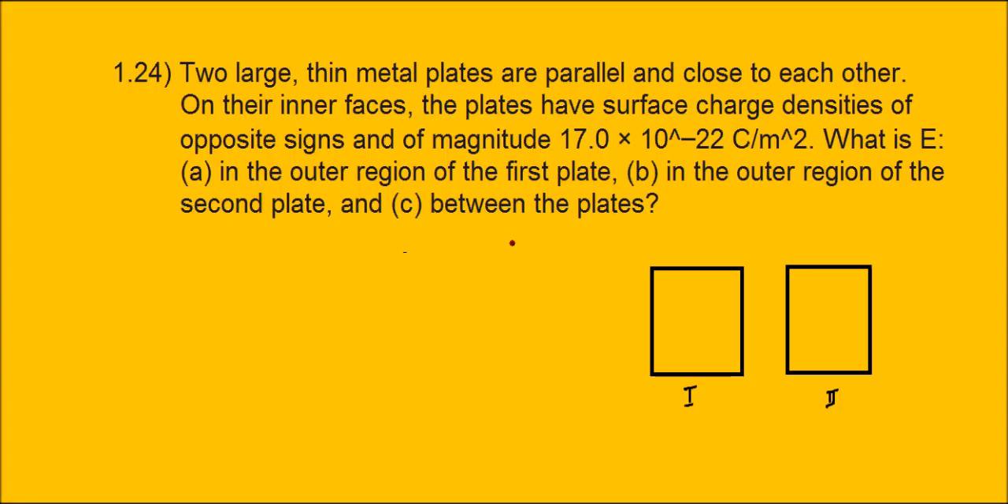NCERT question number 1.24. Two large thin metal plates are parallel and close to each other. On their inner faces, the plates have surface charge densities of opposite signs and of magnitude 17.0 × 10^-22 coulomb per meter squared. What is the electric field in the outer region of the first plate, in the outer region of the second plate, and between the two plates?